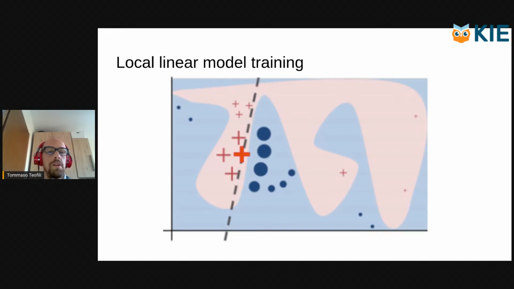The inputs that were predicted as false, for example, are marked as a blue bubble. Additionally, you can see that the closer the input is to the bold red cross, the bigger is the cross or the bubble, which means that we give more weight to the inputs that are closer to the original input. And finally, the line that we see here is actually the local linear model, which is used for training.